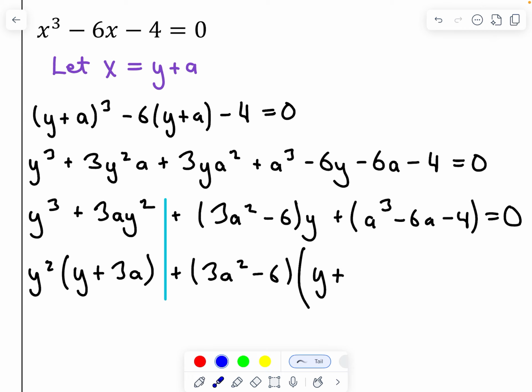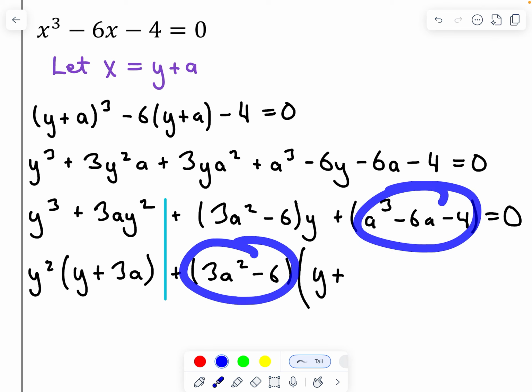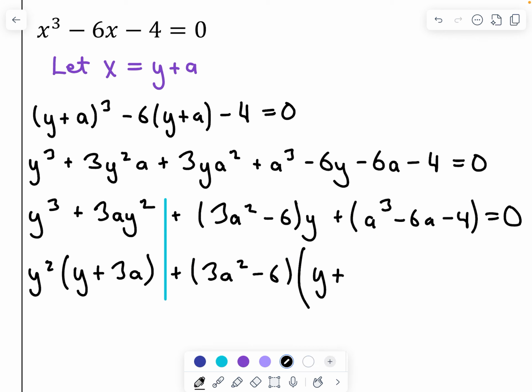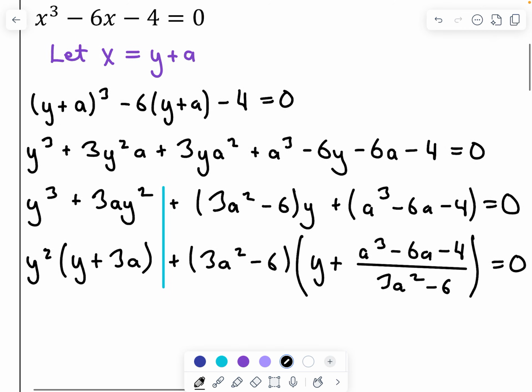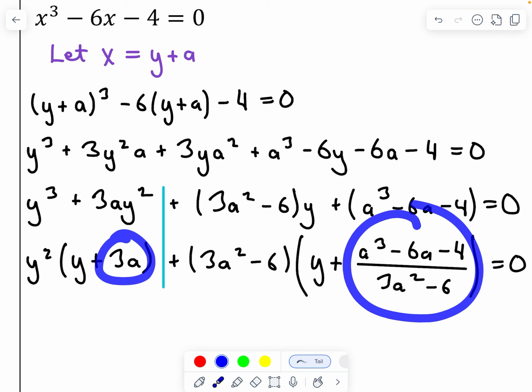Now, remember, when you're pulling out numbers, when you're factoring out quantities, that's division, right? So I need to divide this by that. That is what's going to be left behind, and that will be a cubed minus 6a minus 4 over 3a squared minus 6 equals 0. Okay, good. Now, in order for this to work, this needs to be the same as that. Those two values need to match. Otherwise, the factor by grouping will not work.